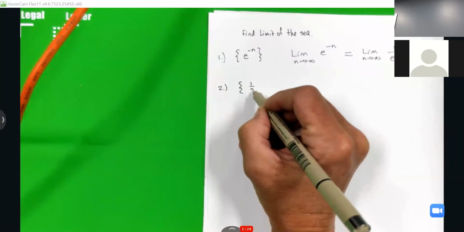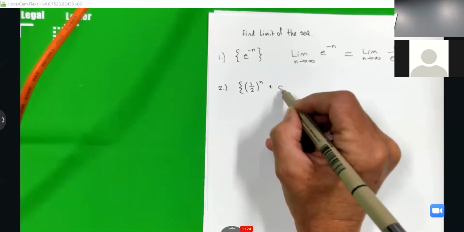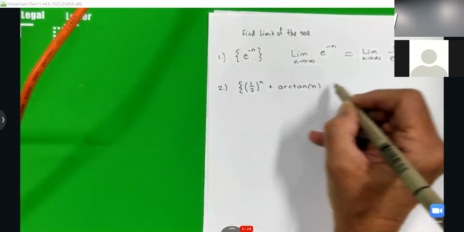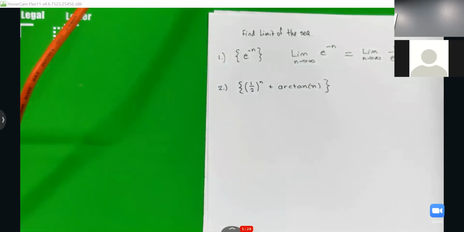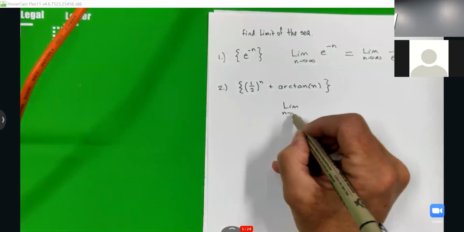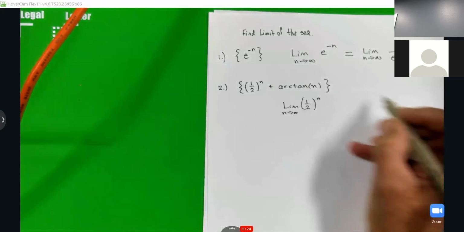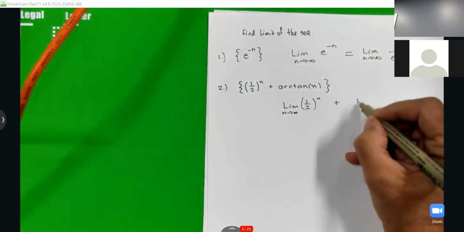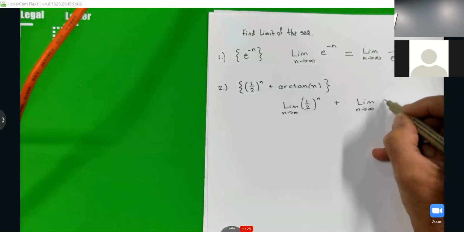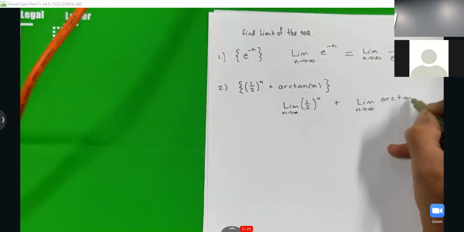Let's take 1/2 to the n and add to it, say, arctangent of n. And look at the limit of that. And I'm going to do them separately, because limits are that kind of creatures. We can do them term by term, through a product, through a sum, through a quotient.